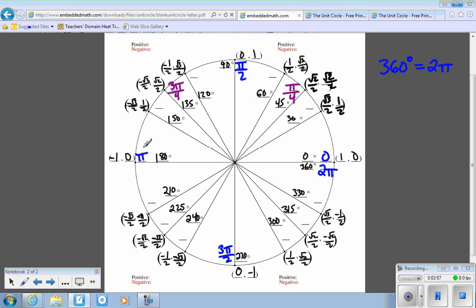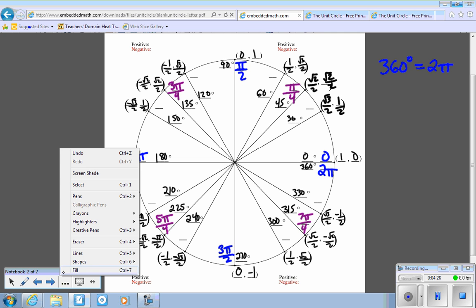4 pi over 4, well that's just pi. Then 5 pi over 4. 6 pi over 4, which reduces to 3 pi over 2. And then 7 pi over 4. And lastly, 8 pi over 4 is 2 pi. So now we have pi over 4, 3 pi over 4, 5 pi over 4, 7 pi over 4. If you notice, they're all odd numbers because the even ones reduce in their fraction.